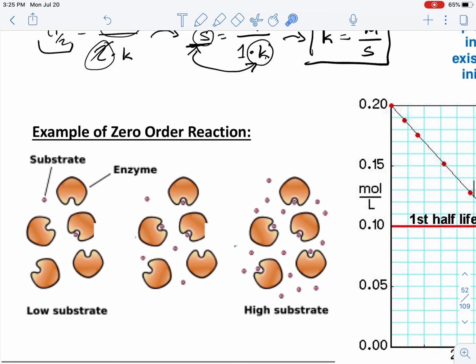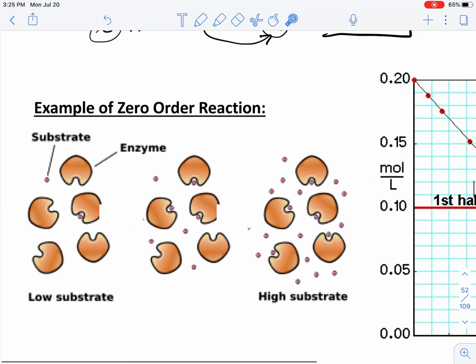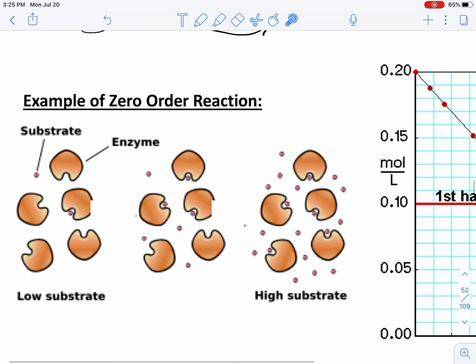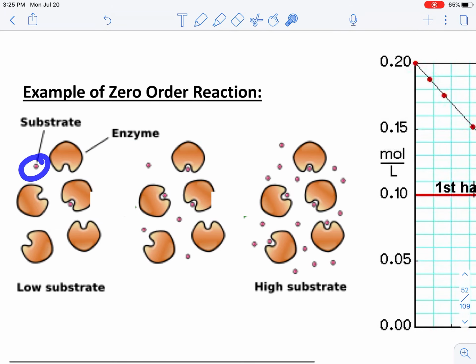So what's an example of a zero order reaction? One example takes place biologically. You have this macromolecule composed of proteins, known as an enzyme. An enzyme catalyzes a reaction. You have these little pink circles, known as substrates. For the substrate, or the reactant, to be converted into product, the enzyme has to be the one that catalyzes that reaction.